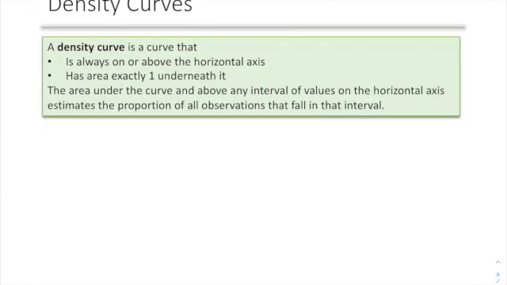So a density curve has 2 characteristics. It is always above the horizontal axis, that's the x-axis, and the area underneath it is exactly 1. It's always, always, always 1. The area under the curve and above any interval of values on the horizontal axis estimates the proportion of all observations that fall in the interval. So a density curve is going to allow us to find areas, the area between 2 values, which corresponds to the proportion.